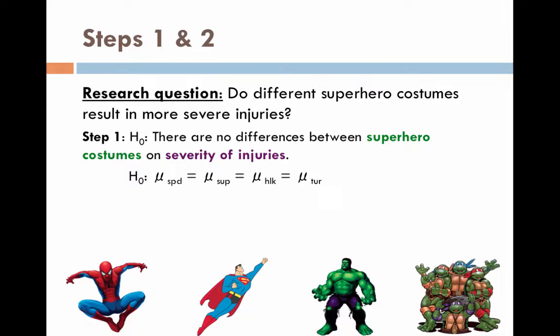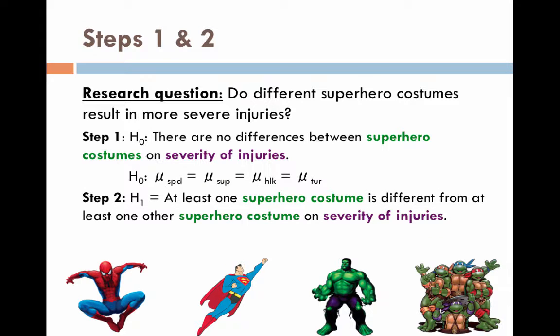And so our null equation, the mu of Spider-Man equals mu of Superman equals the mu of Hulk equals the mu of Ninja Turtles. And of course, you want to then specify, if you were going to use this type of notation, what SPD meant, what SUP meant, what HLK meant, and what TUR meant. And again, the mu's all represent the population means.